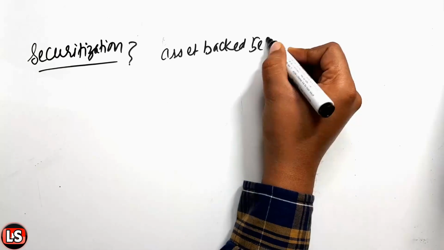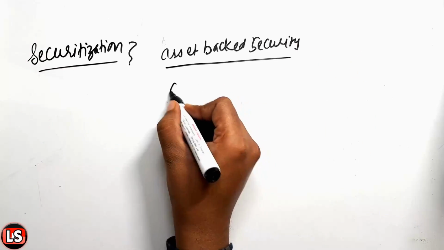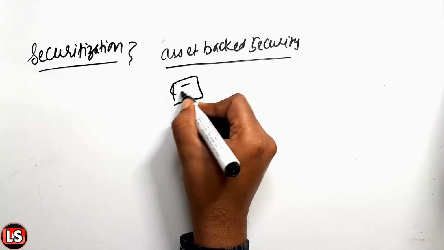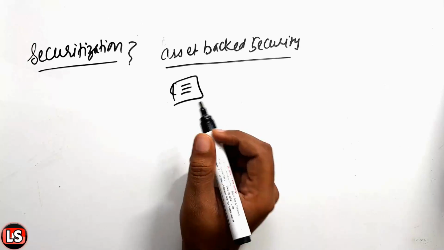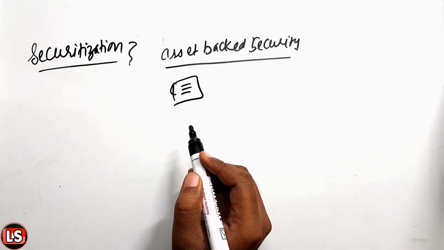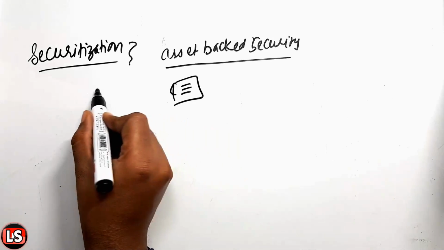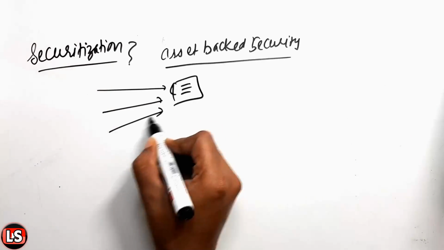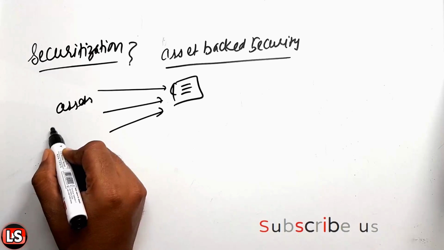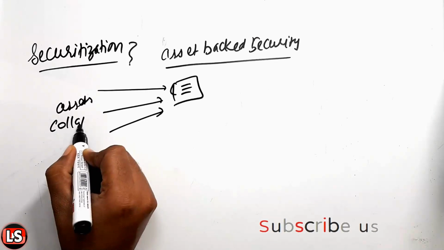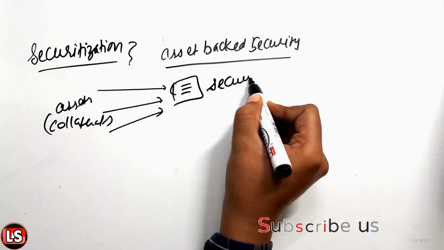Now what is an asset backed security? Where we have a security, some certificates which are very liquid in the market, that can be easily sold or easily traded in the market. These certificates are backed by some assets, and these assets are basically the collaterals. So these are secured because we have collateral for them.